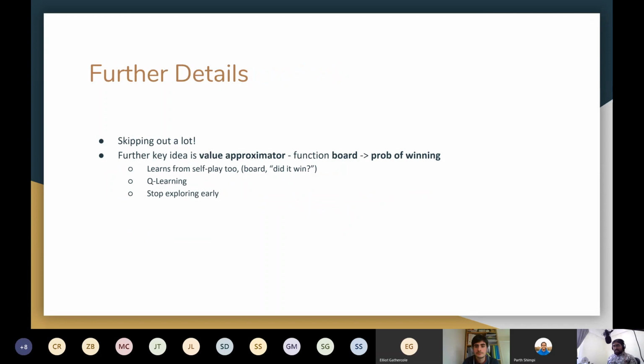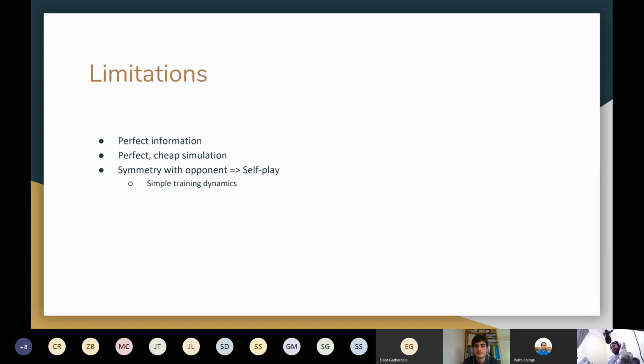But there are some further details that I don't think are interesting enough to go into. This has a bunch of limitations, like it's a perfect information game. There's a symmetry with your opponent, so you can do self-play, which you wouldn't be able to do in a more complex problem. And this means that you completely resolve the multi-agent problem where you're smarter than your opponent, or your opponent is smarter than you, because you're always perfectly balanced.